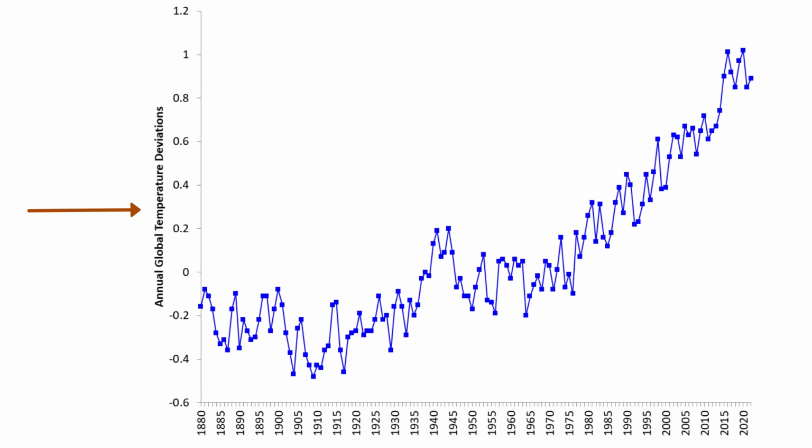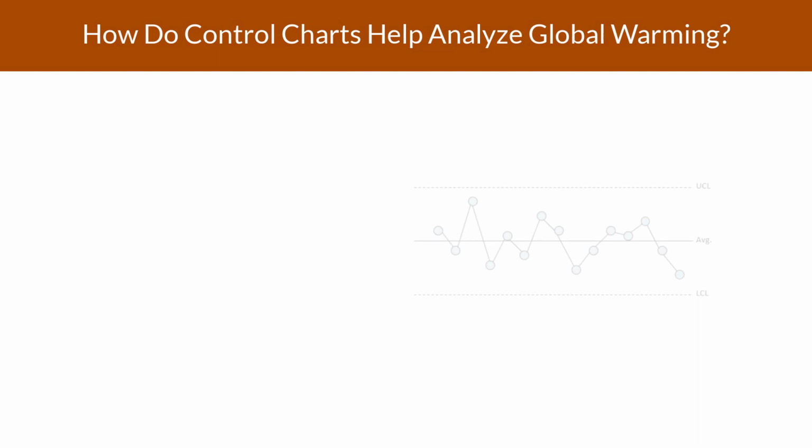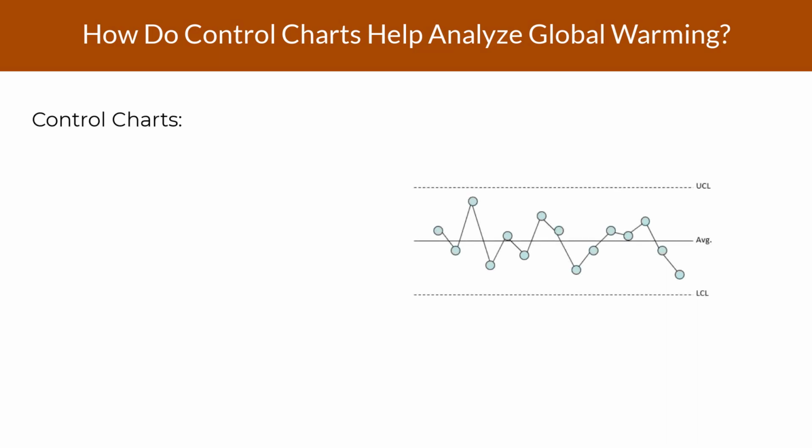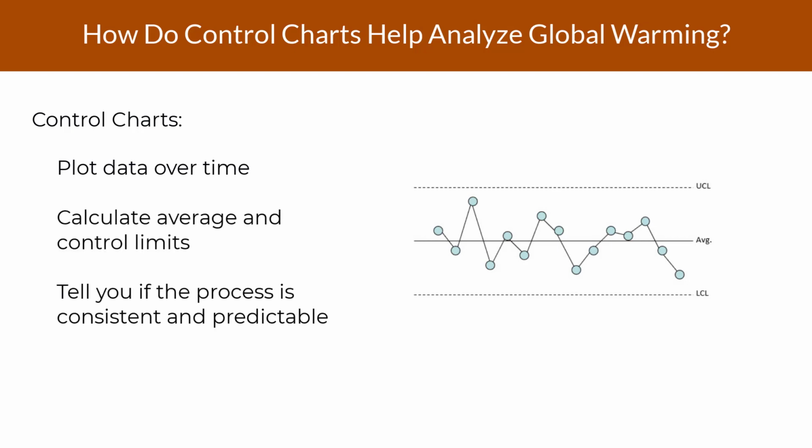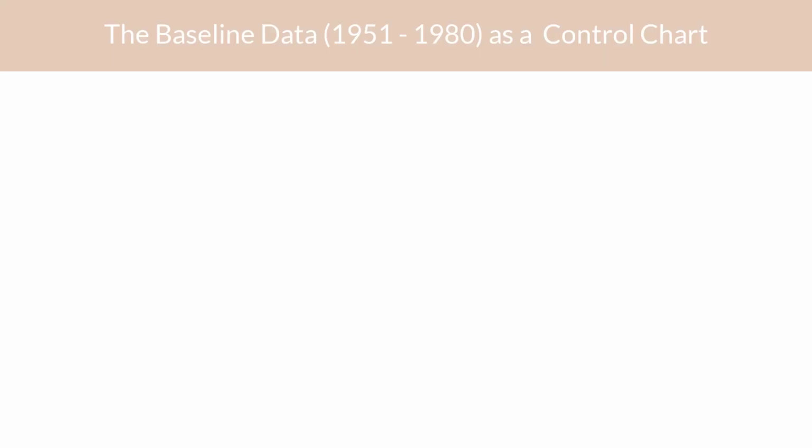So we're calculating here the annual global temperature deviations. It looks where it starts to trend up. It's about 1977, and that's really when global warming appears to have started. So how can control charts help analyze global warming? So we need to remember about control charts. You're plotting data over time. You calculate an average and control limits. It's going to tell us if the process is consistent and predictable, and it's going to signal when there's a process change. Well, let's take a look when we apply control charts to the baseline period to start with.